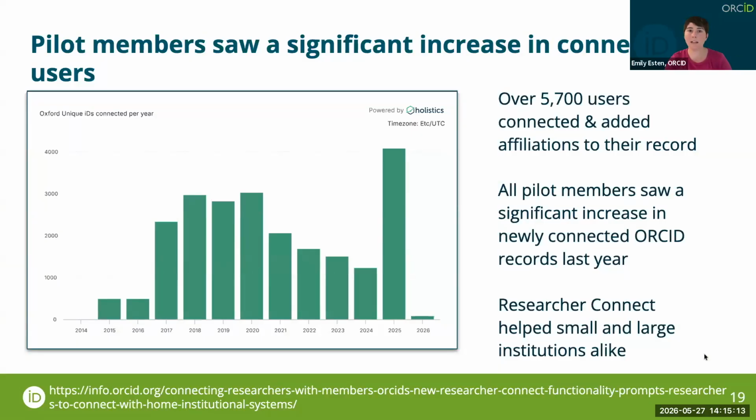So we ran a pilot last year from July through November with 7 institutions to enable Researcher Connect and see the effectiveness of this. So during that time, over 5,000 users connected and added affiliations to their record. What we noticed was that all of the pilot members saw a significant increase in newly connected ORCID records for last year when the pilot was active.